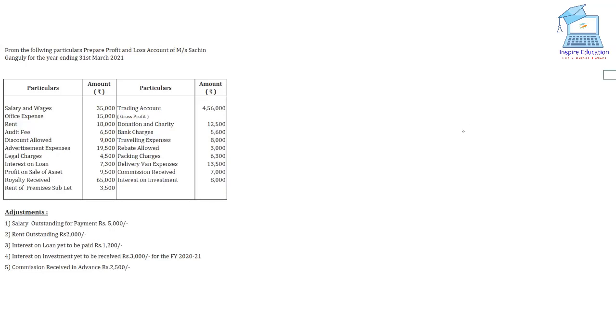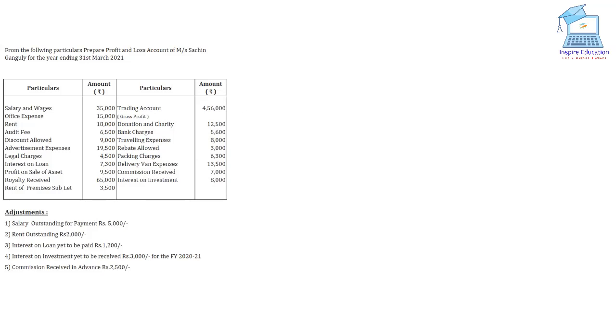In the last class, we completed the profit and loss part, and without adjustment, we have done one profit and loss account. And today we will be doing the profit and loss account with adjustment. Means there will be additional informations. And from those additional informations or adjustments, how to prepare profit and loss, we will see in this example.